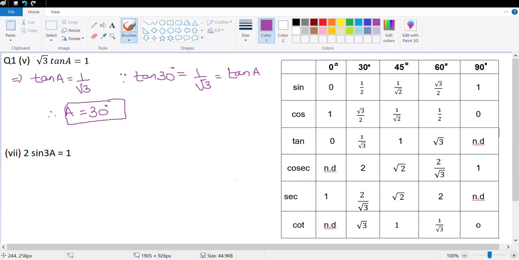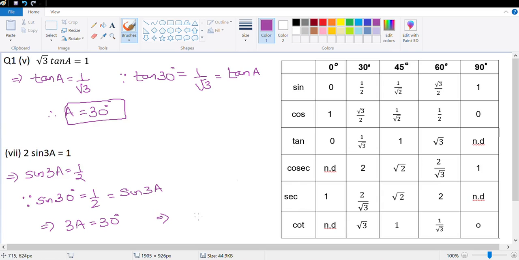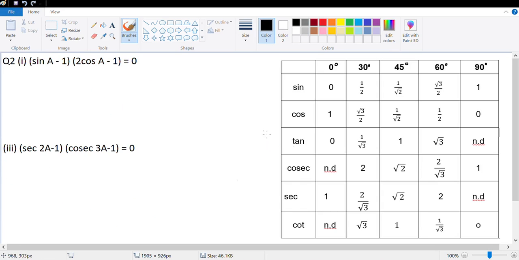Next question. 2 sine 3a is equal to 1. This is part 7, which means sine 3a is equal to half. And let's see which angle of sine is equal to half. So sine 30 degree. So since sine 30 degree is equal to half, which is given equal to sine 3a, this means 3a is equal to 30 degree. What it means is a is equal to 10 degree. Next question. This is very simple. It's going very fast as well. That's why. Let's look at the next question.